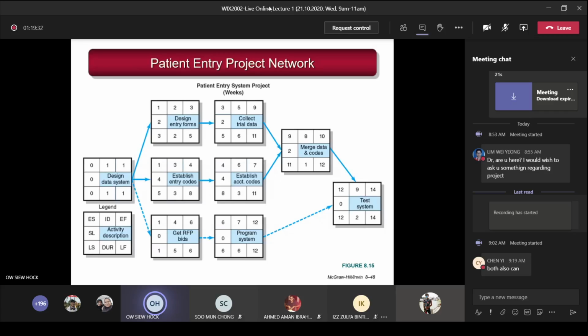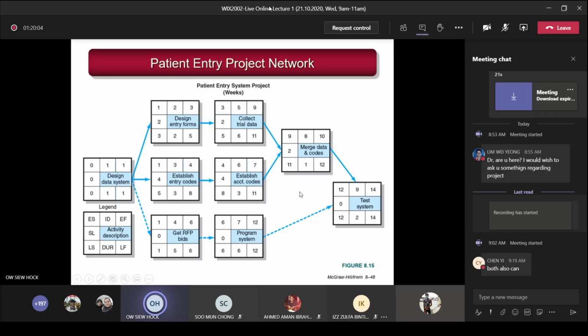Now we look at one example here. This is a patient entry project network. You can see this diagram here. Task ID 1 going to 4, to 7, to 9 is the critical path because the slack is 0, 0, 0, 0 here, and the duration is 14. You see the task descriptions. This is your network, your system diagram.